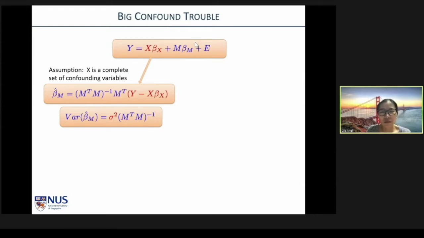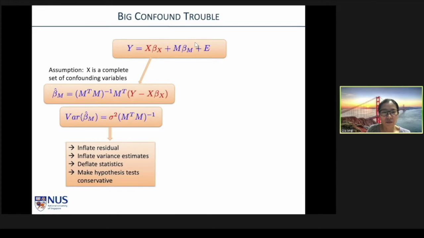In this regression model, we assume we have included a complete set of confounding variables. Hence, this residual estimation is proper, and we have proper statistics for the coefficients relating to the relationship between the genetic variants and the brain imaging data. However, in reality, the selection for X is based on our prior knowledge, or sometimes we may not even measure the complete set of confounding variables in our experiments.